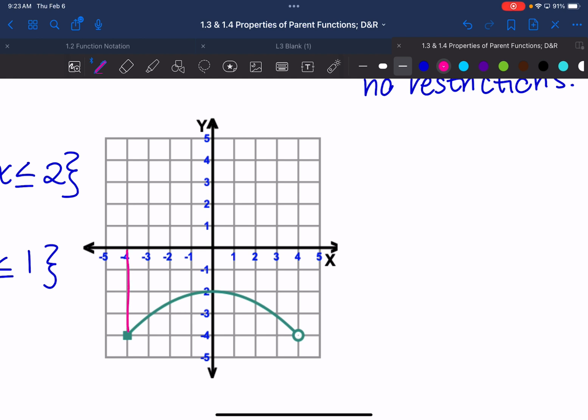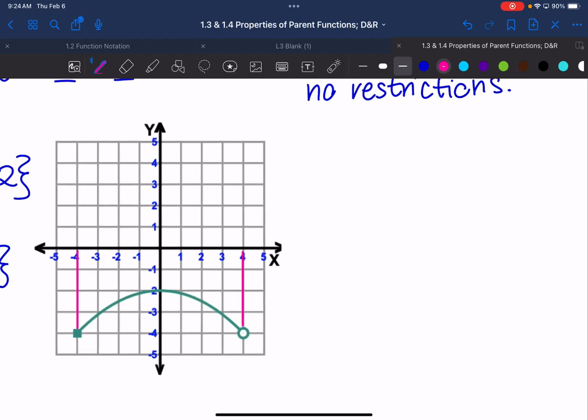Yeah, -4. And then what about my highest one? Where does it go to, it looks like? Right here, about 4, right? The open circle just means that it's not equal to 4. So it's like touching 3.9999, but it's not touching 4. That's all it means, so it's close.